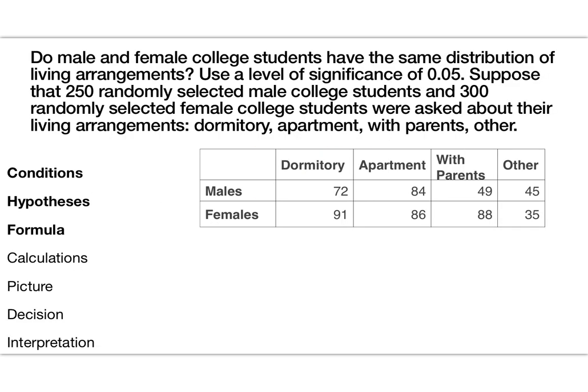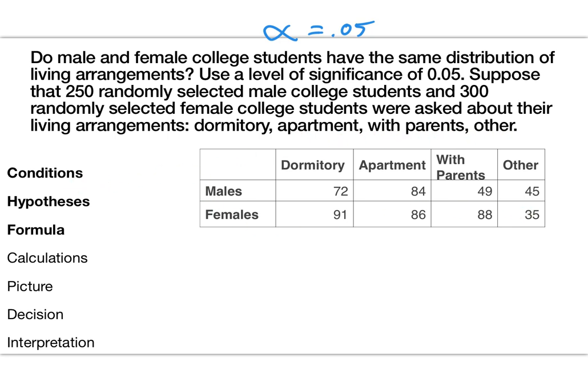But let's look at it as an example. Here's my example. Do male and female college students have the same distribution of living arrangements? We'll use a level of significance of 0.05, right? That's our arbitrary alpha equals 0.05. We're going to test our p-value against that. Suppose that 250 randomly selected male college students and 300 randomly selected female college students were asked about their living arrangements: dormitory, apartment, parents, other.